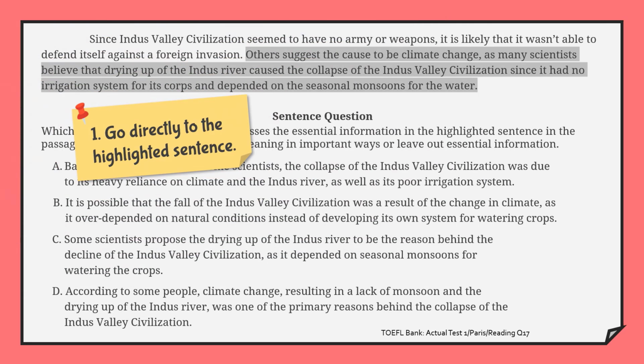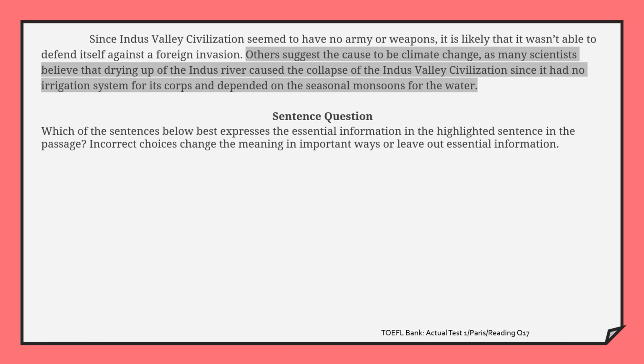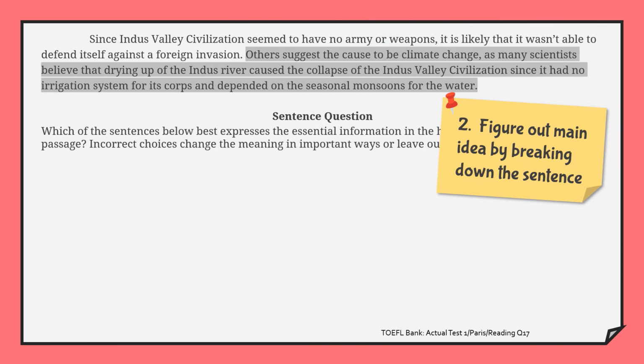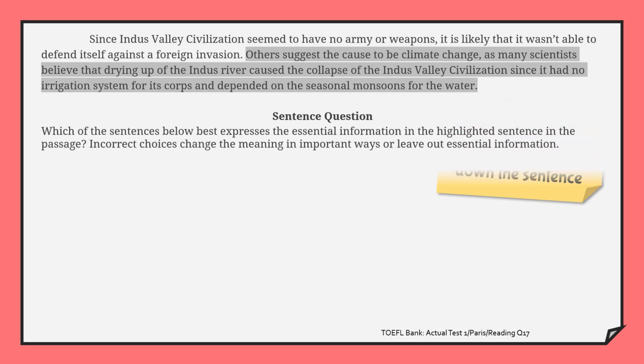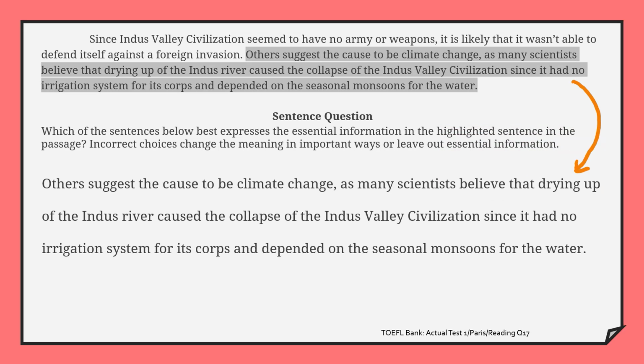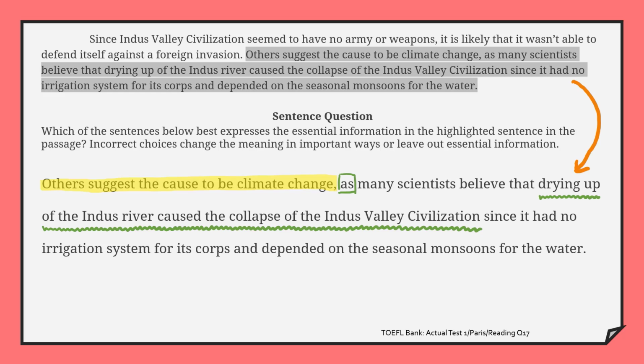First, go directly to the highlighted sentence. Don't check the answers at this point. Then break down the sentence to find the main idea. This is a long sentence, so we break it down step by step. Others suggest the cause to be climate change. This is the main idea. The part after "as" is the reason. This is because they believe that drying up of the Indus River caused the collapse of the Indus Valley civilization.